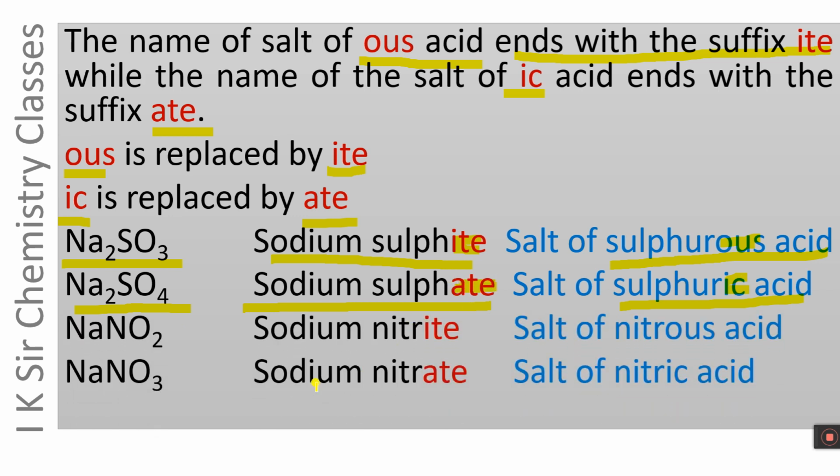Let us see some more examples. NaNO2 is the salt of nitrous acid, and therefore the name of NaNO2 is sodium nitrite. Here also "-ous" is replaced by "-ite". NaNO3 is the salt of nitric acid. Its name will be sodium nitrate. "-ic" is replaced by "-ate". Very simple to write down the names of salts of oxyacids.